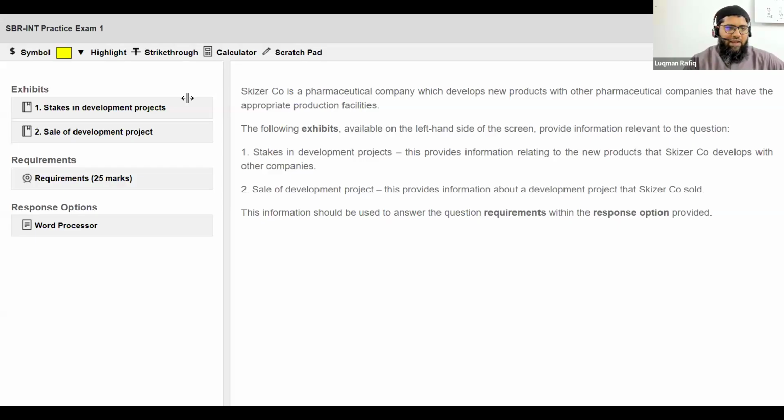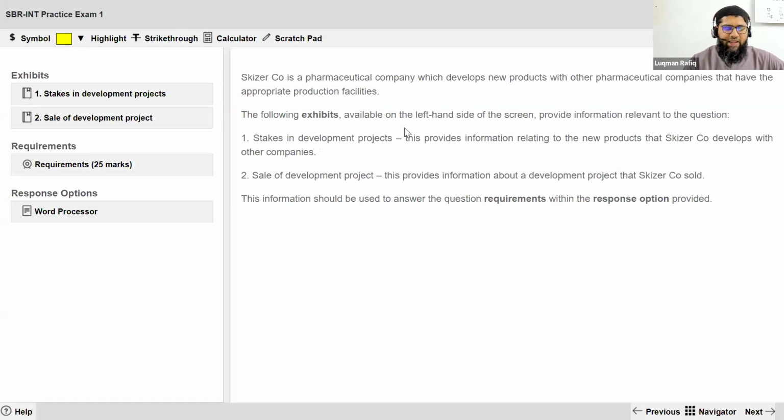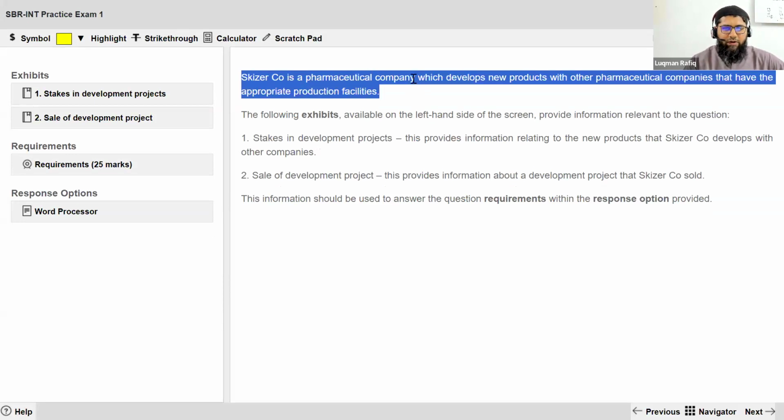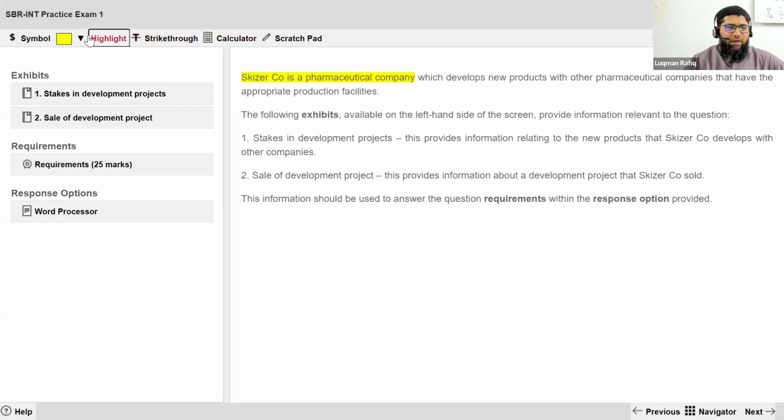Okay. So we are now heading towards another of the examination questions, again from the SBR Practice Exam 1 on the ACCA CB practice platform. And this is going to be question number 3 from the SBR International Practice Examination available on the CB practice platform. The name of the question is about Skizer company, which is actually a pharmaceutical company.